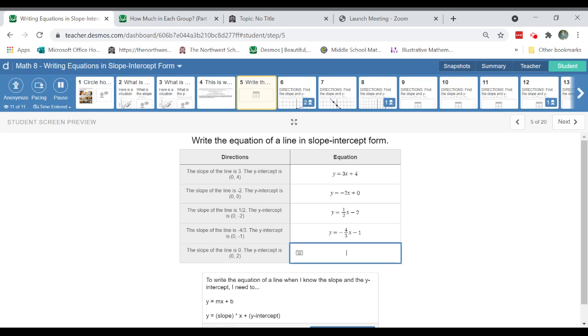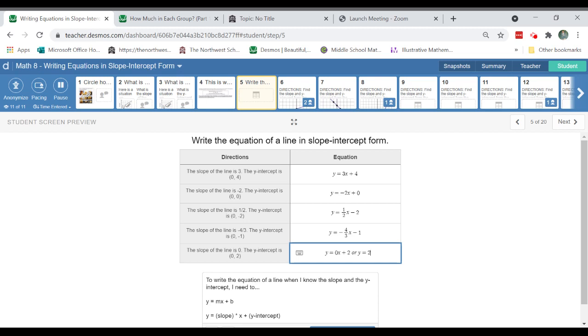And then for this one, the slope of the line is 0 and the y-intercept is (0, 2). So you could do this two ways. You could do y equals 0x plus 2. Or you could notice 0 times x, it doesn't matter what the value of x is going to be. Whatever value you have, multiply it times 0, the answer is 0. So you could just write y equals 2 if you wanted to. Either one is fine.